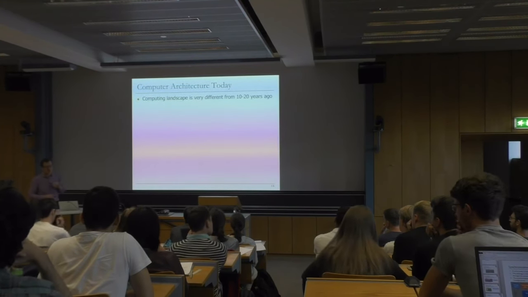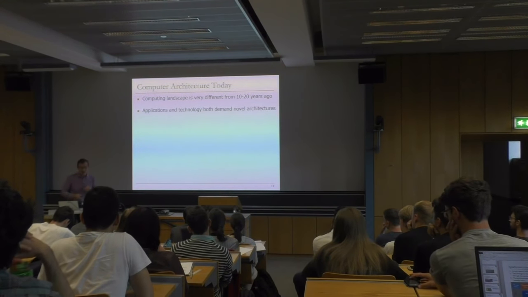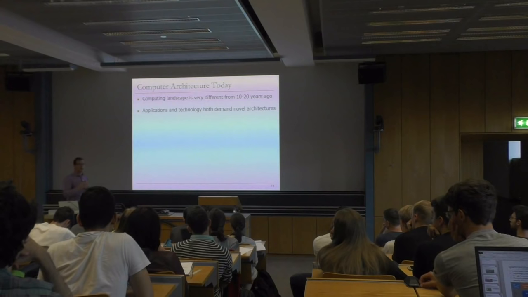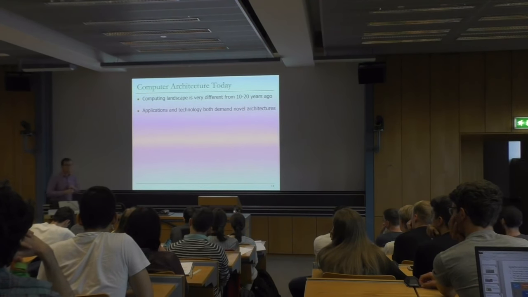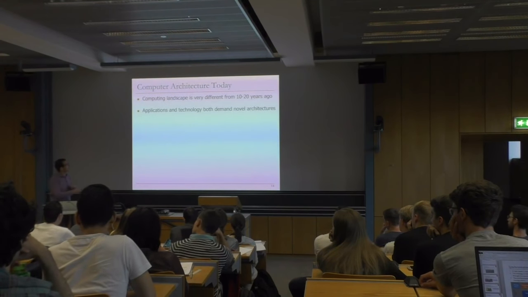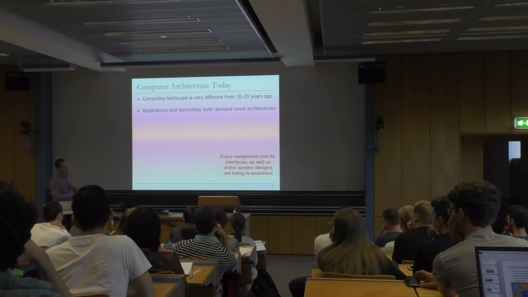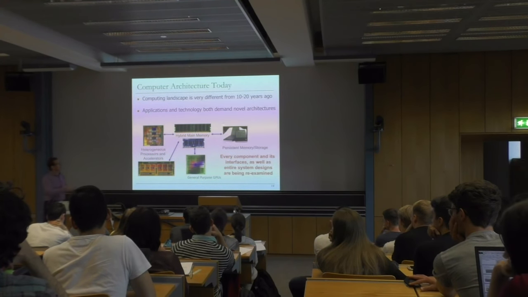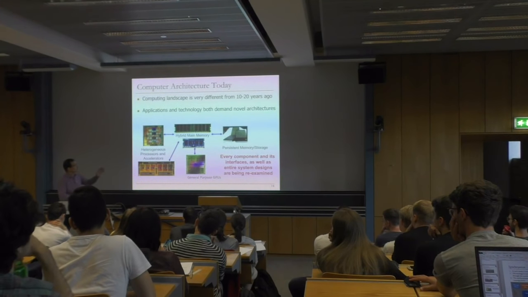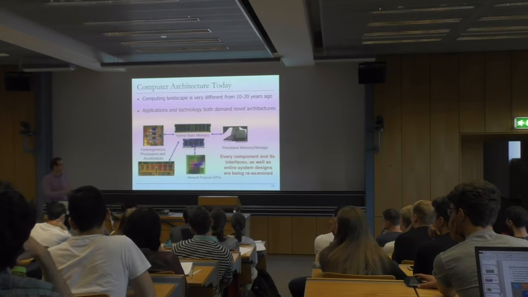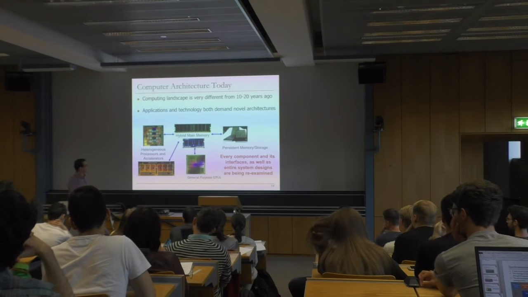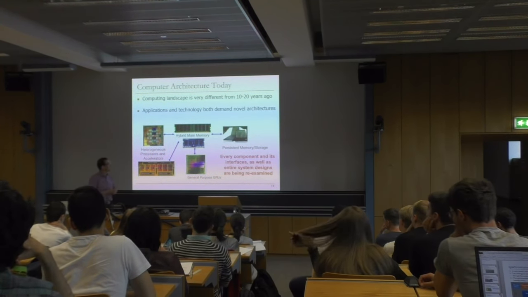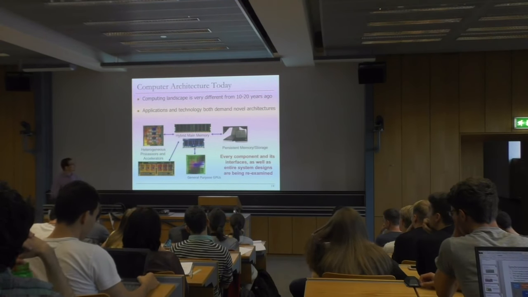Okay, basically, as I said, the computing landscape is very different today compared to 10 to 20 years ago. Applications and technology both demand novel architectures. Applications we've seen, but also technology, like the fact that DRAM technology is not scaling very well, or maybe you have reliability issues, you need to think differently about the architectures. As a result, today every component and its interfaces, as well as entire system designs, are being re-examined. If you look at this picture that I showed you earlier, we're really re-examining all of the components today, including the storage devices over here, including the networking devices, which I didn't put over here. But networking is really an integral part of a chip or platform today. Those are being re-examined because networking is also getting faster, and how you keep up with the faster networks becomes important.